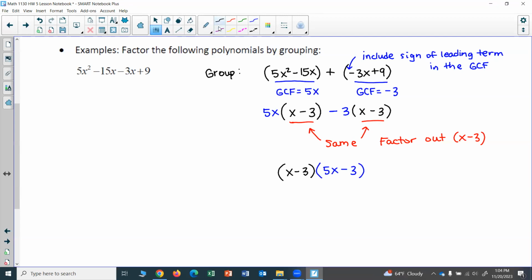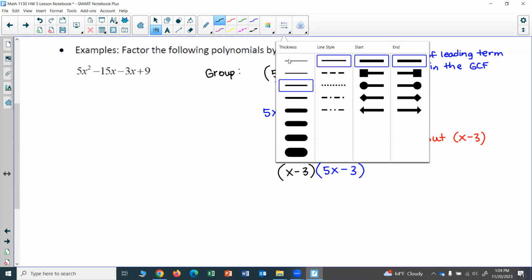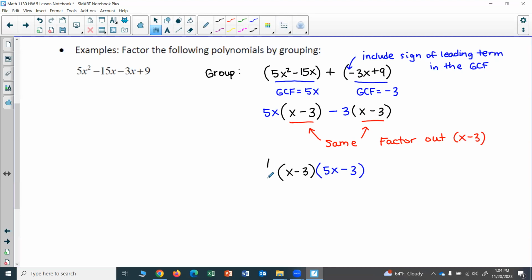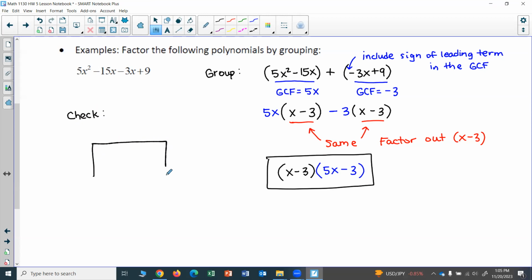So this would actually be my final answer. X minus 3 times 5x minus 3. Notice now there's no plus or minus between the two sets of parentheses. They're multiplied together, so that's factored. And now what I want to do to make sure I got the right answer, I'm going to check my answer. So I want to multiply out x minus 3 times 5x minus 3.